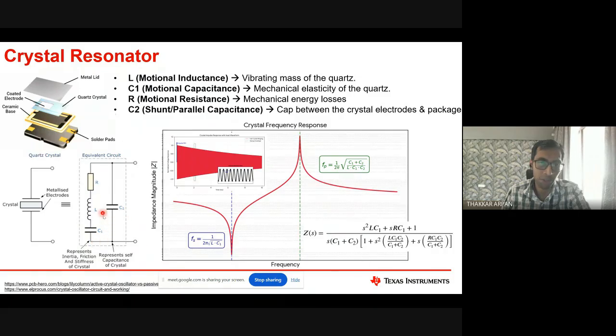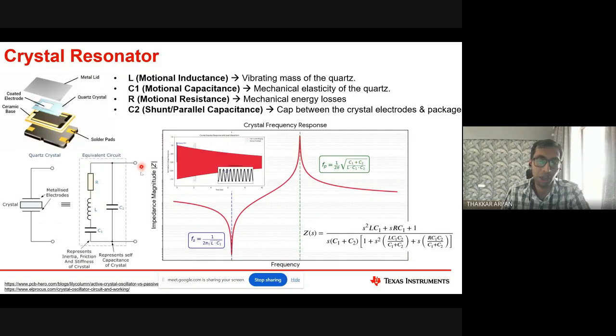So if C2 is much larger than C1, then that is also going to be very near to C1. So this Fs and Fp, these two are going to be very near to each other. I have not shown the axis, but you can imagine if this is 100 megahertz, this is like 100.000000001, that kind of frequency. So there is not much difference between these two frequencies.